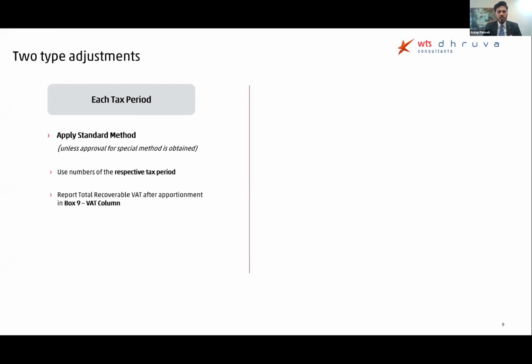They use the adjustment column. So typically, a business which has to do tax period wise apportionment will have, say, a taxable value of 10,000 dirham, and the recoverable VAT amount in box 9 would not be 500, it would be lesser than 500 because the VAT is apportioned. So the standard method has to be done on a tax period basis unless a special method is approved by the FTA. Now, these special methods I will explain in my subsequent slides. So on a tax period basis, this is the calculation that you're supposed to do.